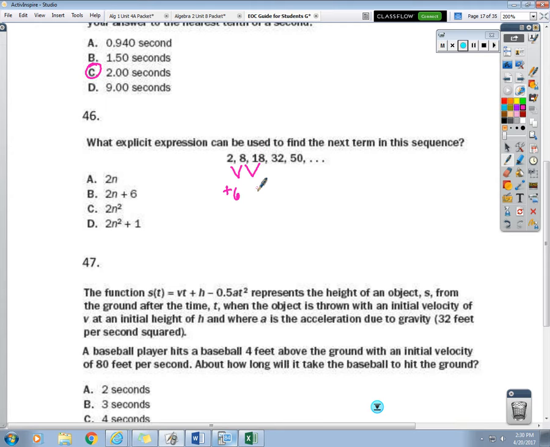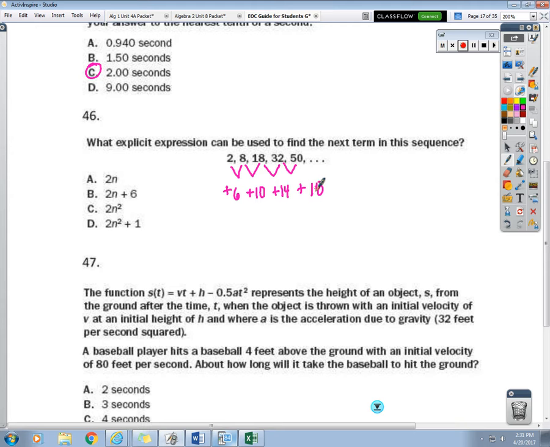From 8 to 18 is up 10. From 18 to 32 is up 14. And then from 32 to 50 is up 18. So this is not an arithmetic sequence because it did not add by the same number every time. To be arithmetic, it would have had to have been plus 6, plus 6, plus 6, plus 6.